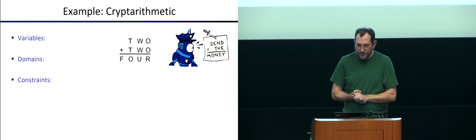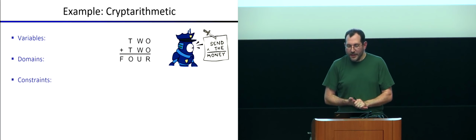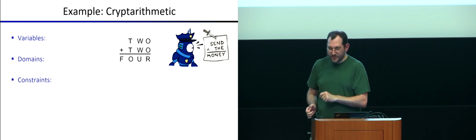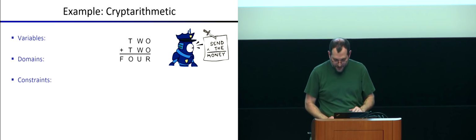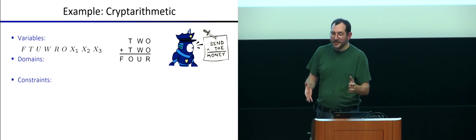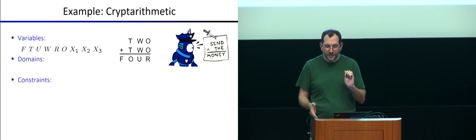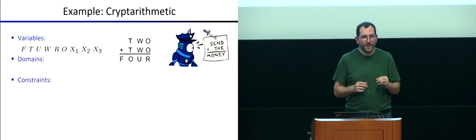Here's another example. Maybe some of you have done these cryptarithmetic problems. The idea is you're supposed to make each letter be a digit such that the math works out. And in this case, it'll work out both in words and in numbers. And so the variables would be the T's, the W's, the O's, all of those letters. But there's also some other variables you need. In this case, you need 3 extra variables. Does anybody know what those variables represent?